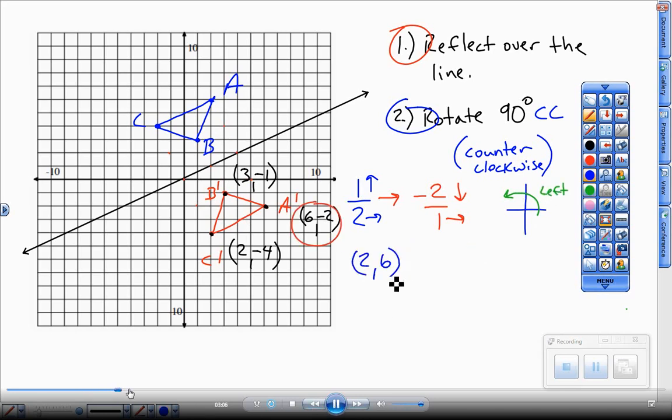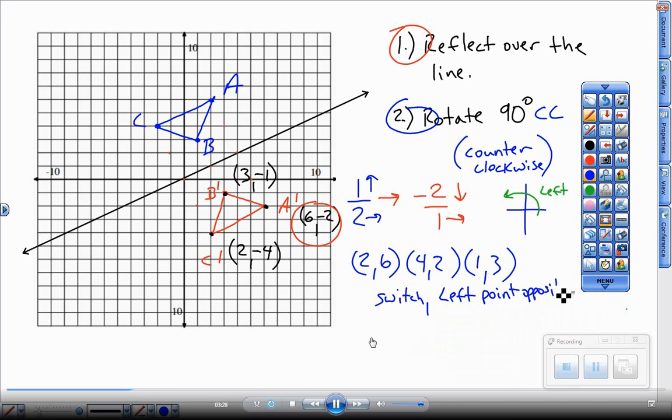So here I go. 2, 6, 4, 2, and then 1, 3. Flip it. Make that left one the opposite of what it was. Switch left point opposite. Don't think negative, just think opposite of what it was. Used to be negative, now it's positive. Used to be negative, now positive.